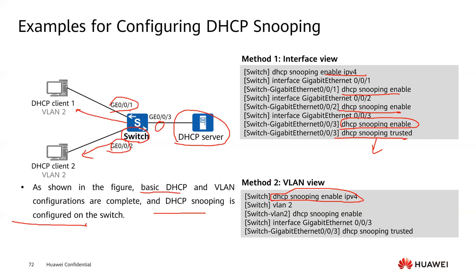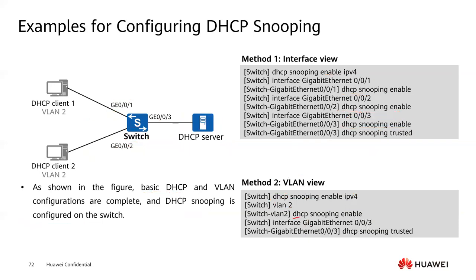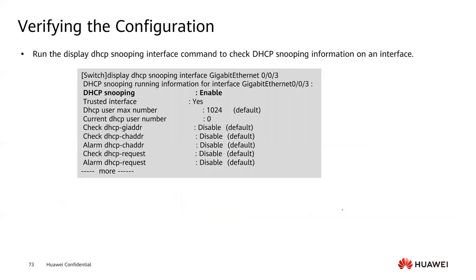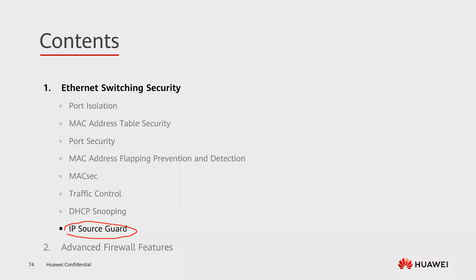The second method is the VLAN view. Inside VLAN 2, we need to enable DHCP snooping functions. And besides, for this interface, we need to set it to DHCP snooping trusted. We can use the command display dhcp snooping interface GigabitEthernet followed by the interface number to check the DHCP snooping configuration of this interface.